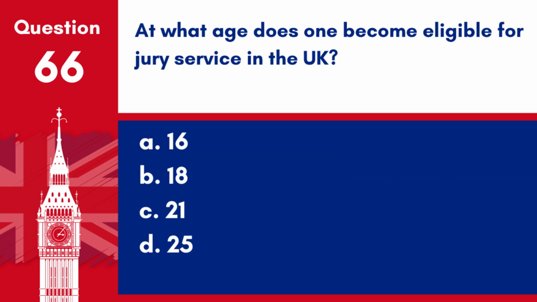Question 66. At what age does one become eligible for jury service in the UK? A. 16. B. 18. C. 21. D. 25. Answer: B. 18. Individuals become eligible for jury service in the UK at the age of 18.